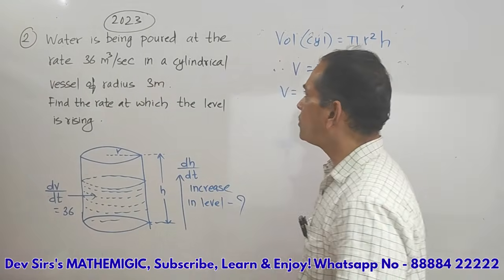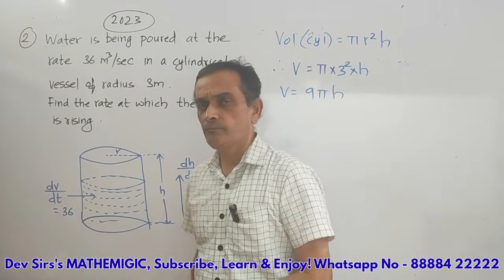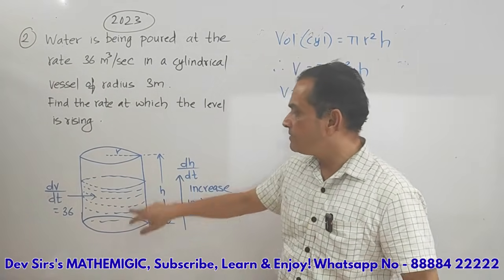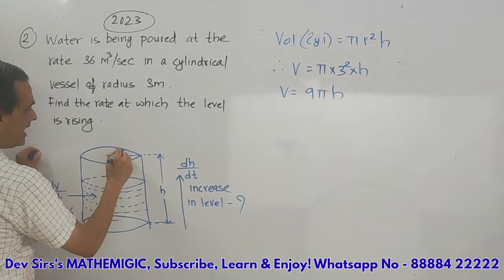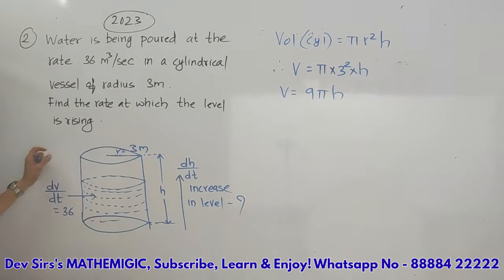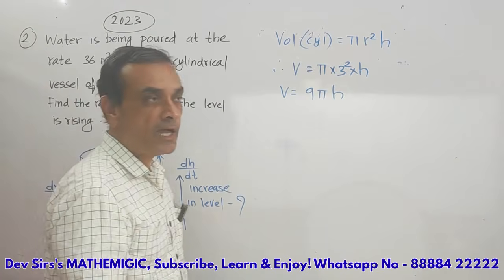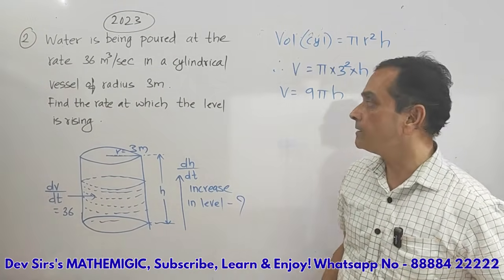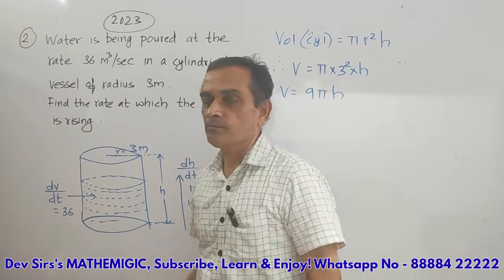Water is being poured at the rate of 36 meter cube per second in a cylindrical vessel of radius 3 meters. Okay, so this is a cylindrical vessel, r equal to 3 meters given radius. Water is being poured into this at a certain speed. Rate means at a certain speed. 36 meter cube per second.